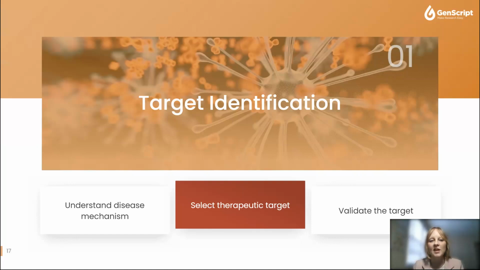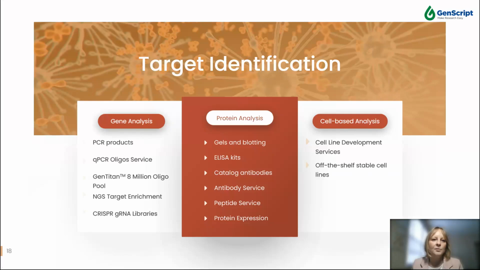And more recently, AI and machine learning is allowing us to circumvent some of this already by being able to model and then go directly to antibody development. For the purposes here, this is divided into 3 sections where GenScript offers products and services, that being gene analysis, protein analysis, and then cell-based analysis.